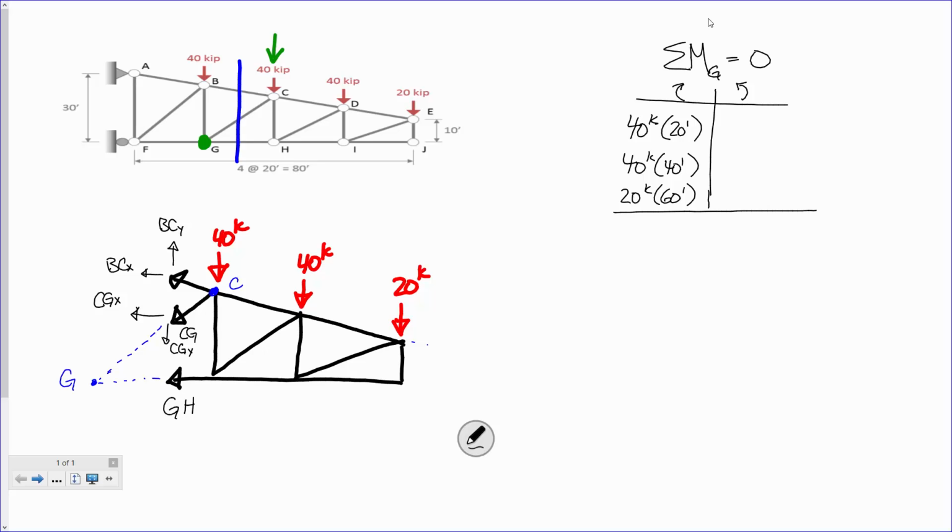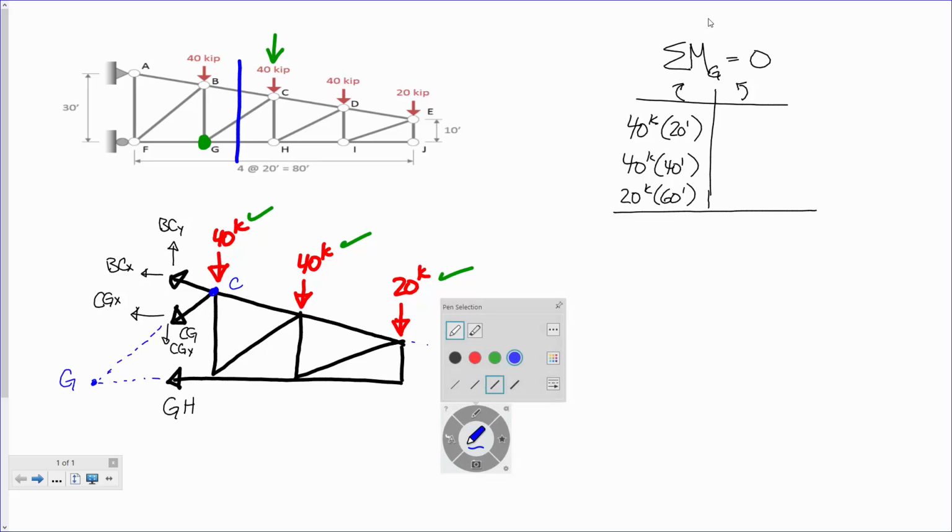So far, so good, right? So that takes care, if I'm checking that off on my section, takes care of that one, and that one. Okay? I don't have to worry about GH, do I? That goes through G, right? I don't have to worry about any of these CG forces. I've got to worry about BCX and BCY, right? Okay? Well, watch this.